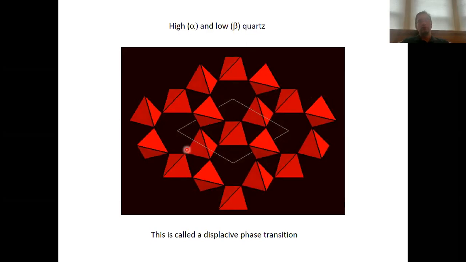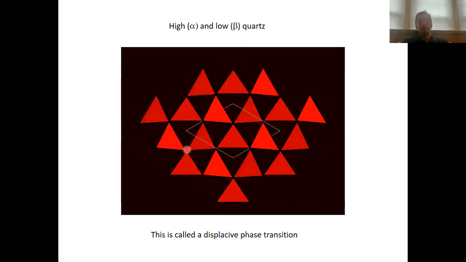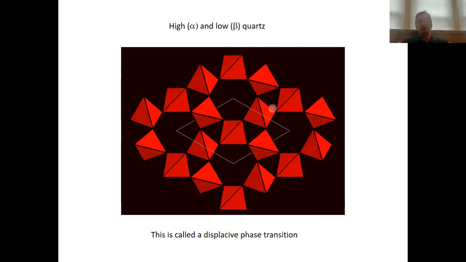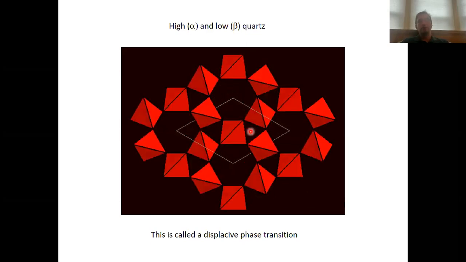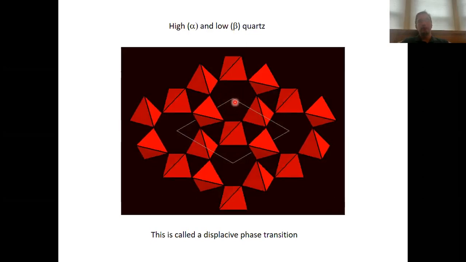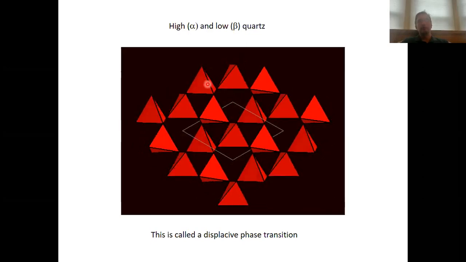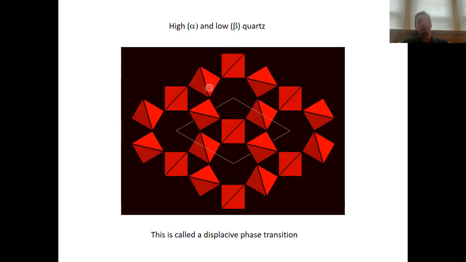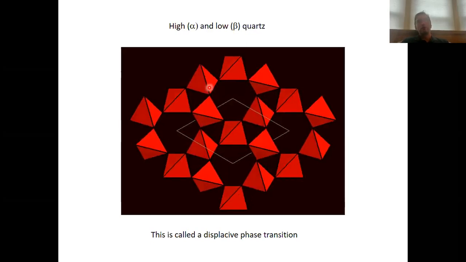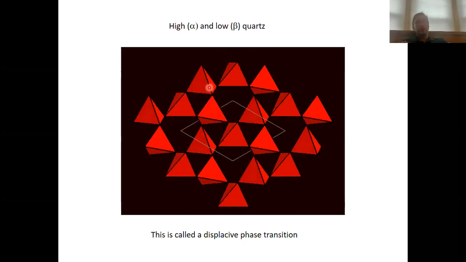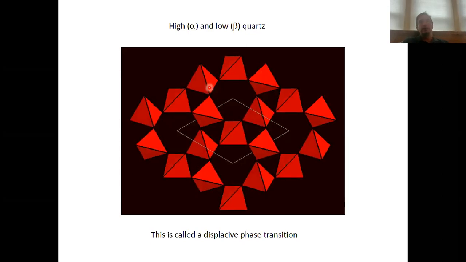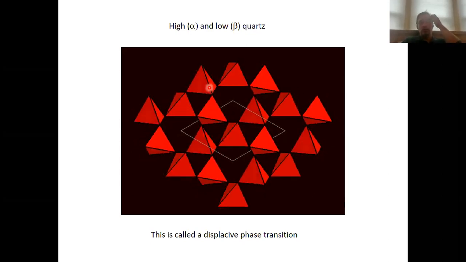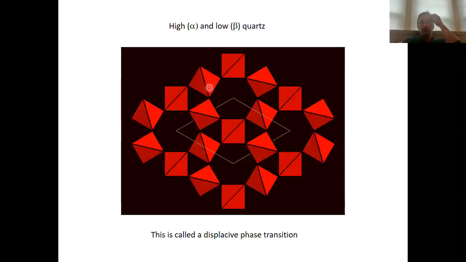You see that the beta form has now only these triangular channels that form at the expense of this hexagonal channel. So that's the alpha form. Now we have the beta form. Okay, so of course that process is reversible. As you cool beta quartz, the beta quartz can convert back into the alpha form. So this is called a displacive phase transition.